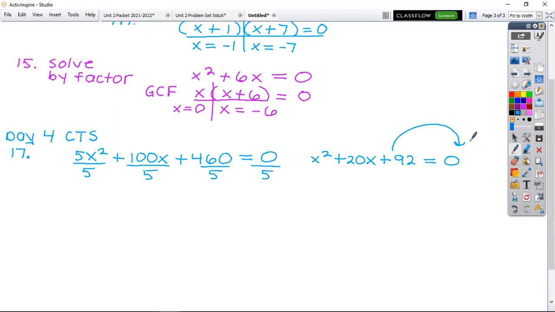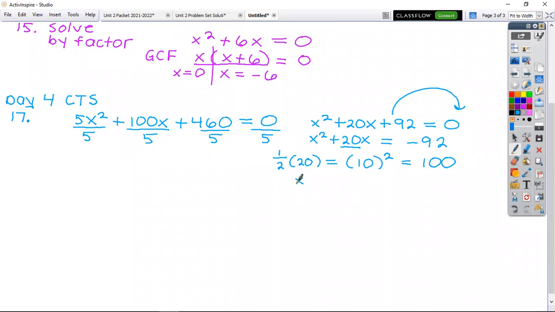Again, these procedures are kind of different. That's why we're reviewing those. So I have x squared plus 20x equals -92. And now I continue. So I take the 20 and I take half of it. And I get 10. And what do we do with the 10? Square it, we get 100, and I add it to both sides.